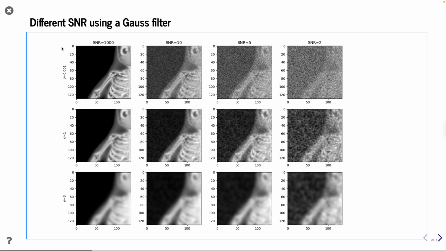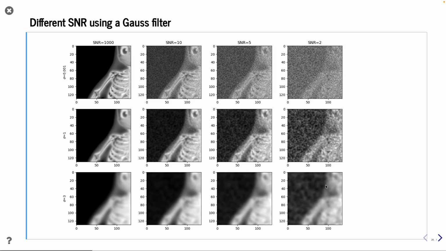And if we look at different signal-to-noise ratios, and we apply the Gauss filter on this little X-ray tux, we have here, in principle, noise-free. So I have SNR 1000. Then we have SNR 10, 5, and 2. And you can see that with a signal-to-noise ratio of 2, you can barely see anything. And here it's also essentially unfiltered because the sigma is very small. It's essentially just centering around the center pixel.